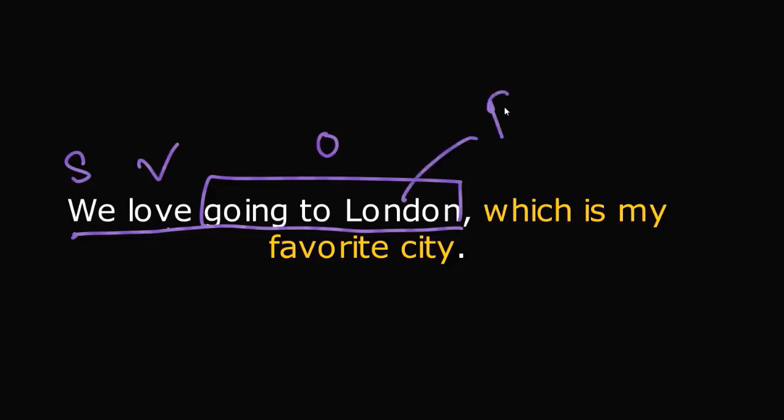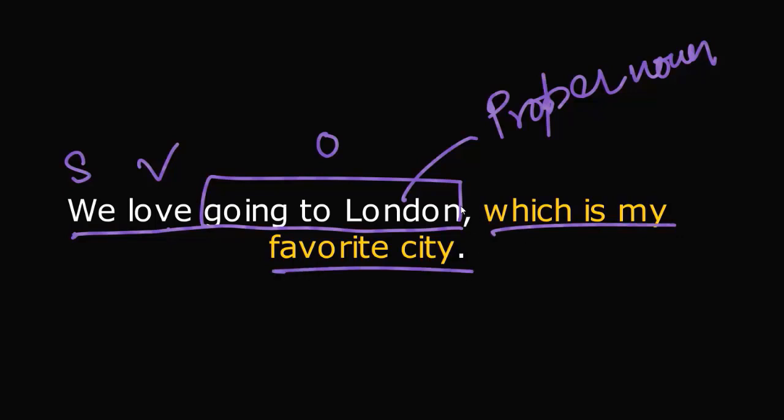Now, London is a proper noun, right? It is a proper noun. It does not need any identification. It does not need any modification, right? It's a proper noun. It is already identified. Now, whenever you identify a noun which is already identified, which is already proper, the information you give about it is going to be extra, non-essential, and it has to be offset using a comma, which we have here.